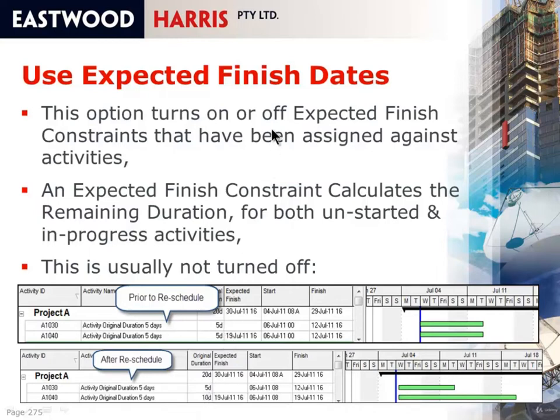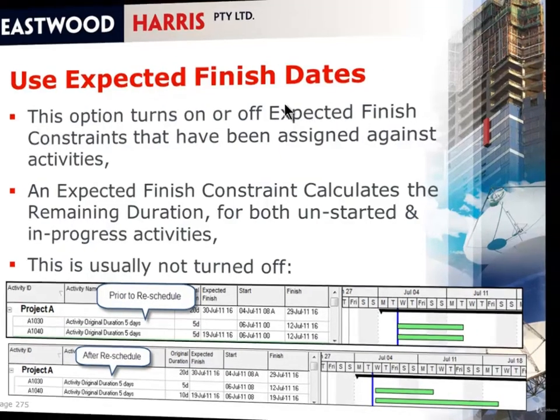The history of this is that it allows an organization that's using timesheeting for people to enter an expected finish date in the timesheet, but allows the manager to turn off the expected finish date that's been submitted through the timesheets and to apply their own remaining duration to activities.